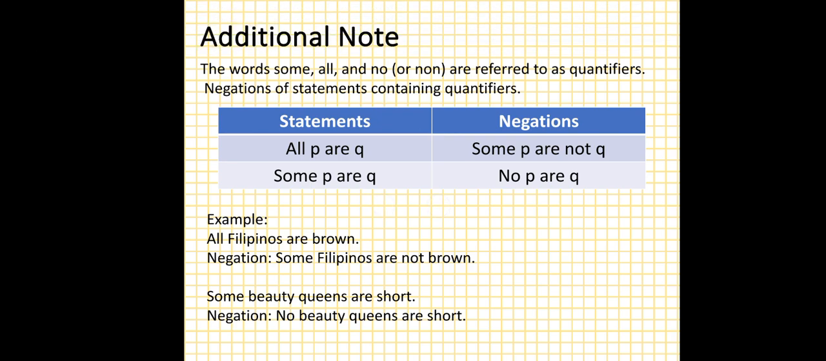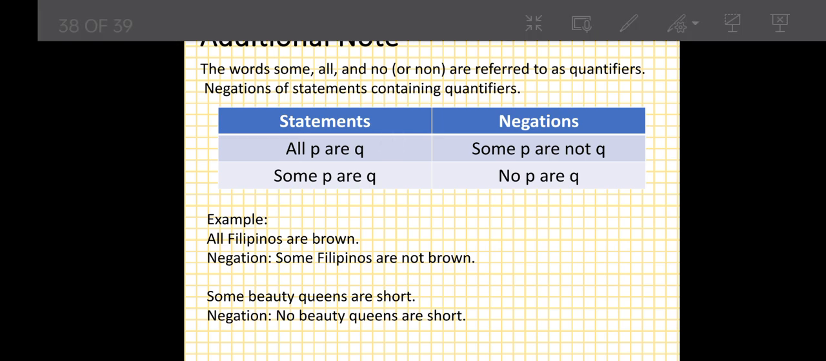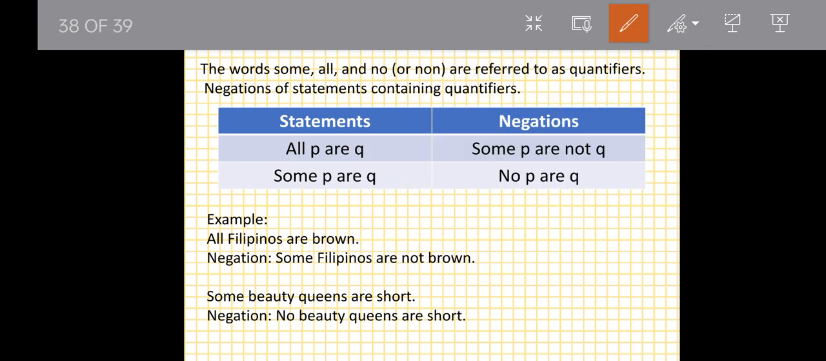The words some, all, and no, or also none, are referred to as quantifiers. Negations of statements containing quantifiers: here is the simple rule. In mathematics in the modern world, we have propositions, and this can also be in the prelim, so this sample should be there. When we negate all, it should become some, then not. When the statement is some and we negate it, it should become no.